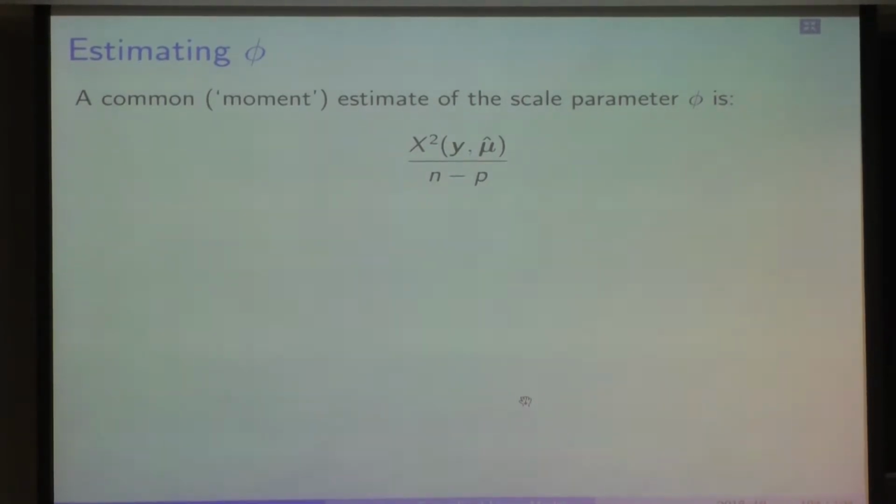Common practice is to observe that we have two quantities which we've defined for generalized linear models, both of which have approximately chi-squared distributions with n minus p degrees of freedom. One of them is the Pearson chi-squared statistic, and one of them is the residual deviance. Both of those, if you scale them by phi, give you something which has a chi-squared distribution with n minus p degrees of freedom. Now, a chi-squared distribution with n minus p degrees of freedom has mean n minus p.